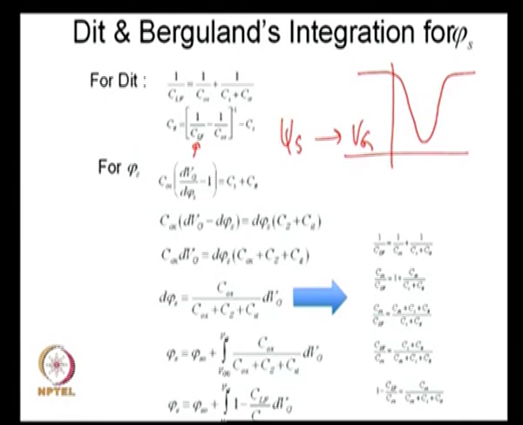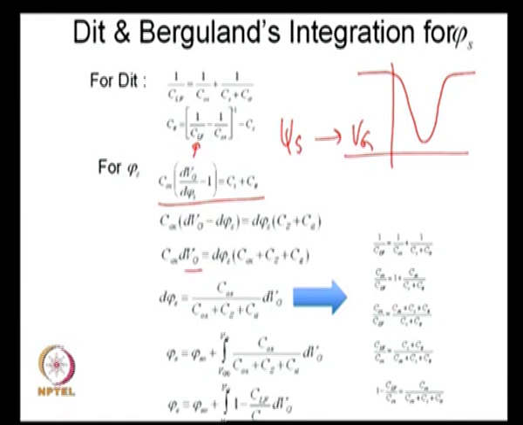So what do we do? This is a generic expression that we have: Cox times dVg by d psi s, minus 1, is Cs plus Cit, which is what we derived earlier when we were discussing the CV measurement. Now one can rewrite this equation with some algebraic manipulation. You take d psi s to this side, and in other words d psi s is equal to Cox divided by this times dVg.